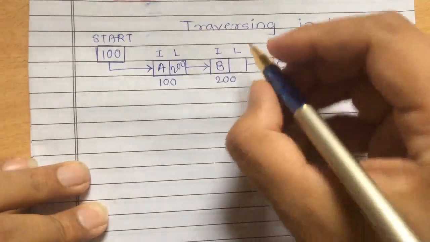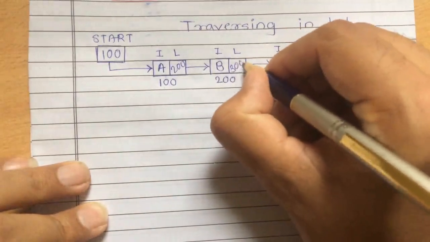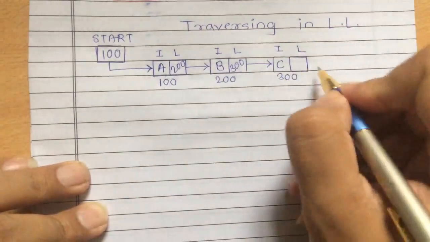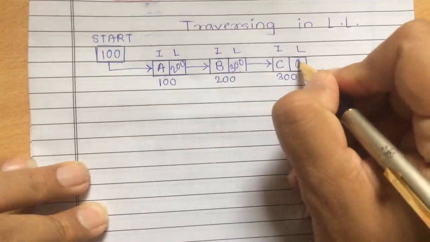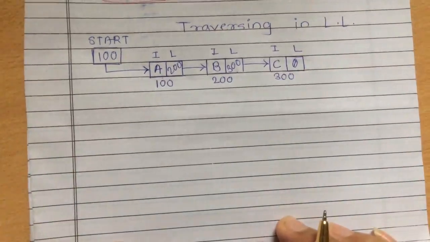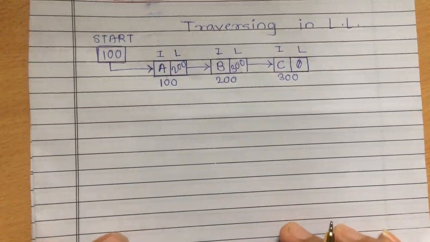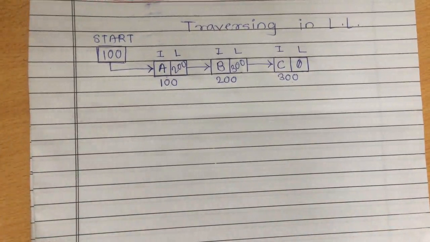Same 300 will get stored over here, the address of the next node. And after this 300, no node is there. So this is the last element. So simply we'll put 0 over here, or we can call it null. We simply put null over here.